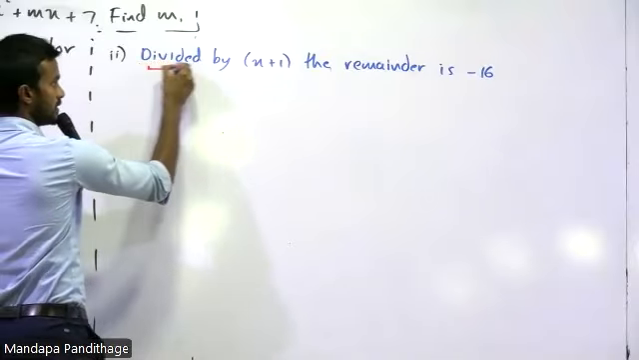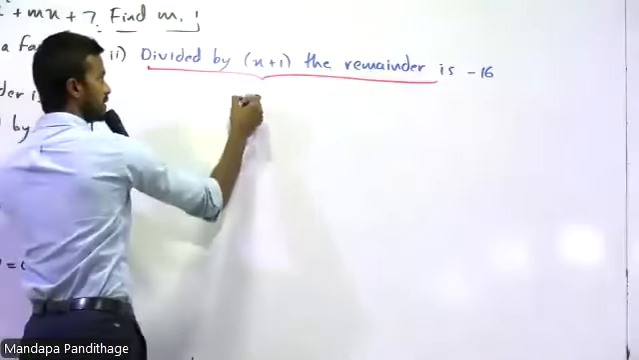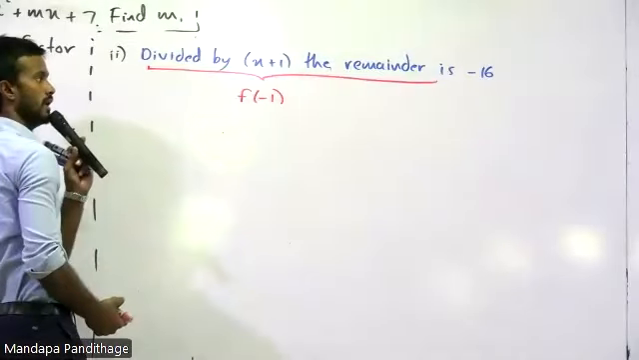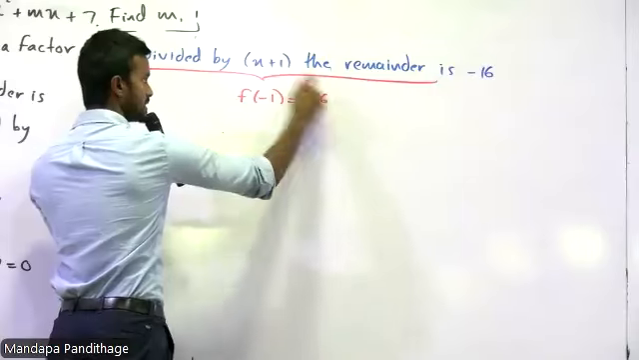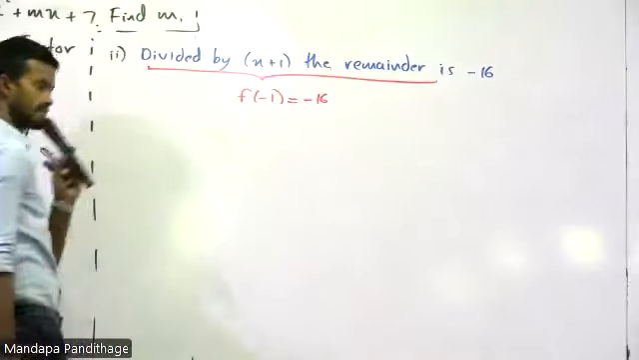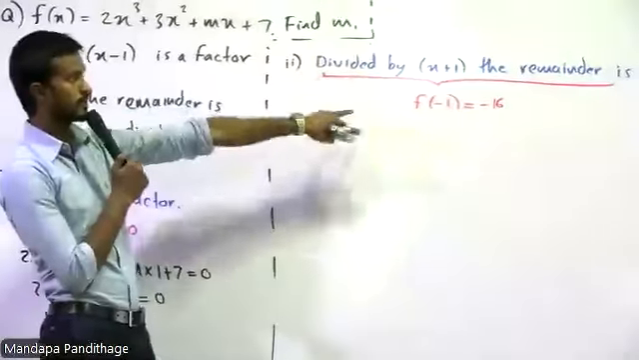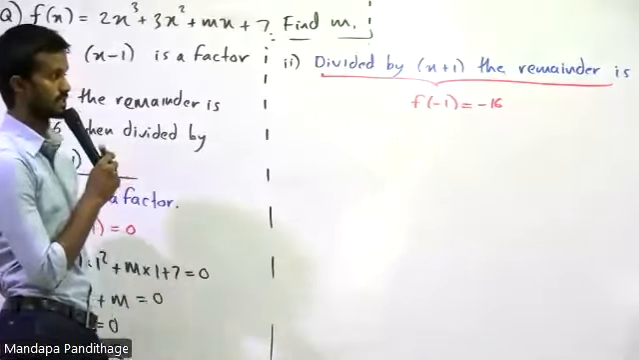They have given that when divided by x plus 1, the remainder, I know, is f(minus 1). So in this case, f(minus 1) is equal to minus 16. This is how you convert this English sentence or phrase to a mathematical equation. The remainder when divided by x plus 1 is minus 16, so you can write f(minus 1) is equal to minus 16.